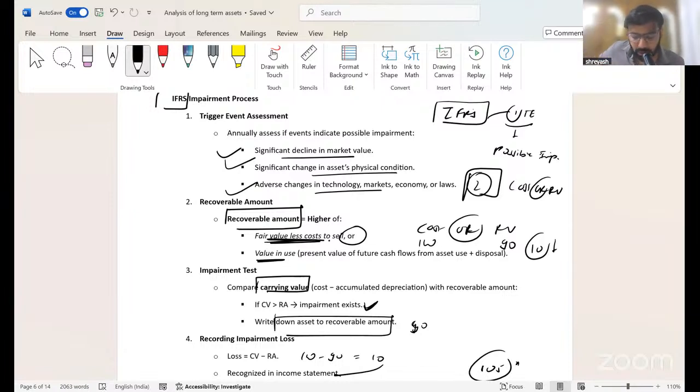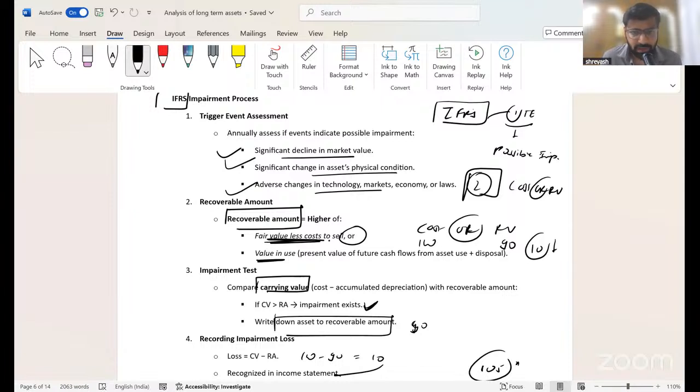ठीक है सर, तो कैरिंग वैल्यू हमको समझ में आ गया. सर, रिकवरेबल अमाउंट इज व्हाट, सर? It is the higher of fair value less cost to sell or value in use. Sir, fair value less cost to sell is what, sir? We understand that whatever the fair value market price is minus cost to sell is whatever I incur to sell the asset. And sir, what is value in use, sir? Value in use is the present value of the future cash flows and whatever the amount you're going to get out of disposal.